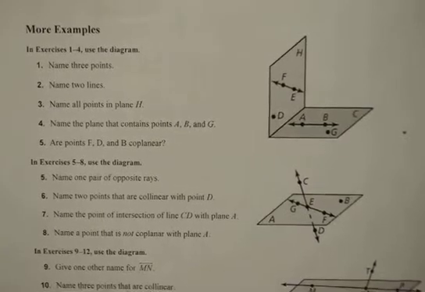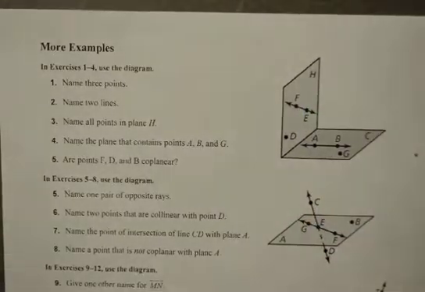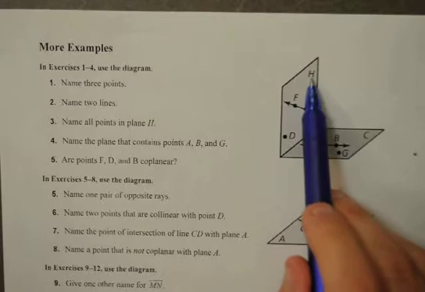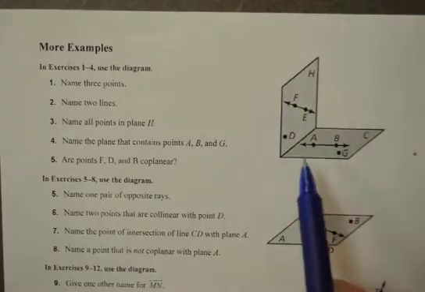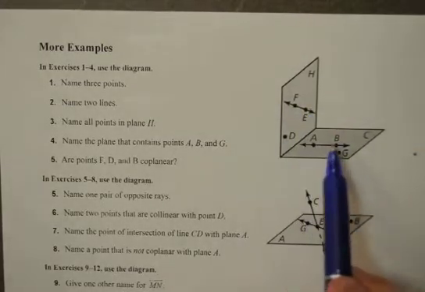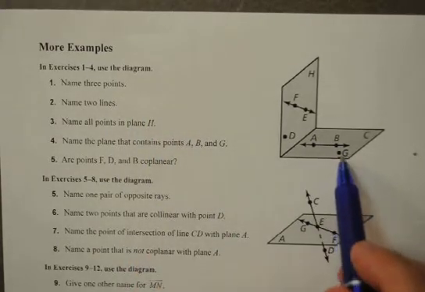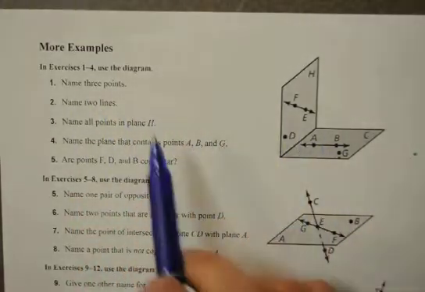Alright, 1.1 backside. Here we go. Name 3 points. Yes, there's all kinds of letters in here, but H is not a point. C is not a point. It doesn't have a point associated. So any of these points, name 3 points. Point A, point B, point G. Sure, it's alright. You can write that down on your own.